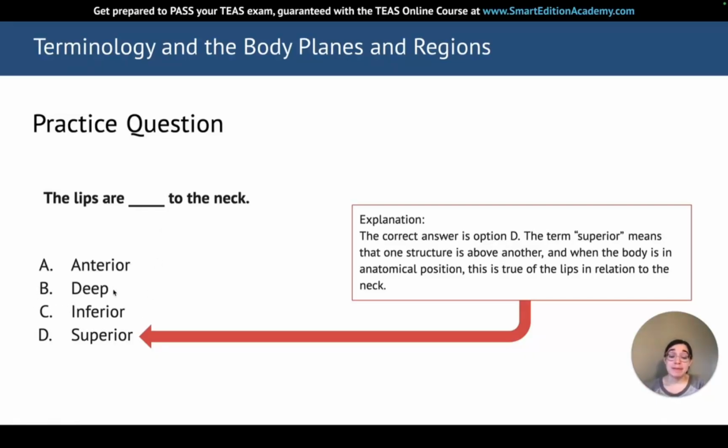The word deep means away from the surface of the body, so that's not a correct answer here for this particular question. And the word anterior means toward the front of the body. So again, that doesn't make sense when we're comparing the position of the lips in relation to the neck. So A, B, and C are incorrect as we have seen, and we're left with option D, superior, which is our correct answer here.